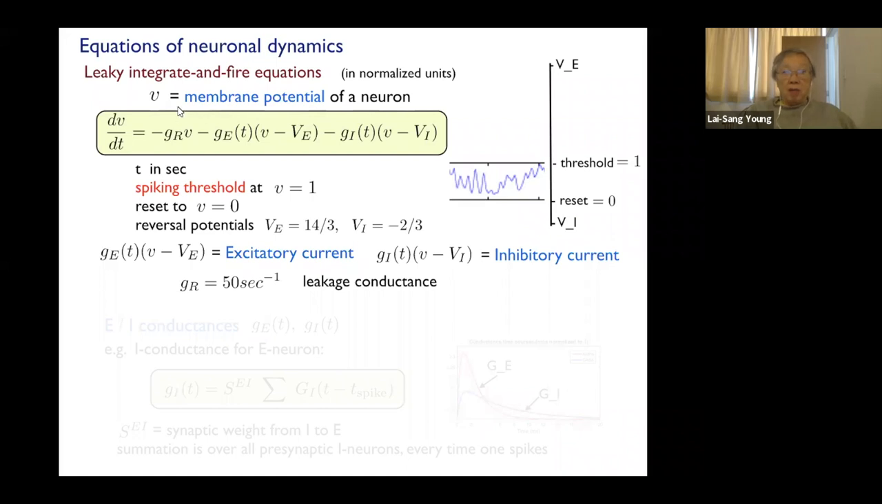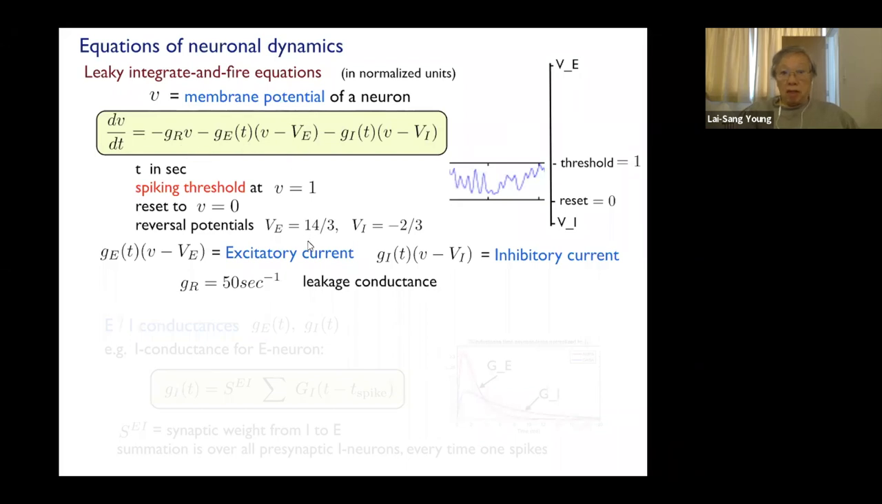So doing that, we focus only on the quantity V, called the membrane potential of a neuron. The membrane potential typically fluctuates between minus 70 millivolts and minus 55 millivolts. I have made that 0 and 1. It goes up and down, and it's driven by three forces. The first one is a leak. If nothing else happens, this membrane potential would leak back down to zero. That's all that it does.